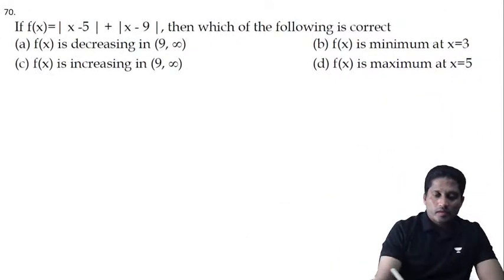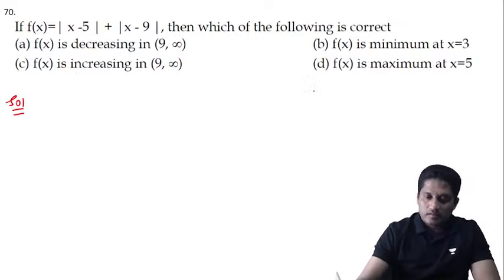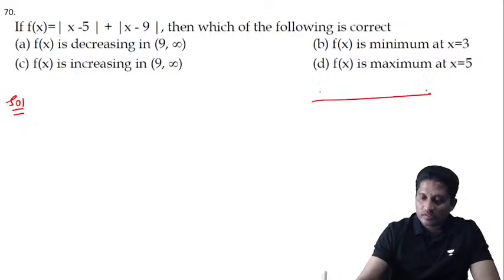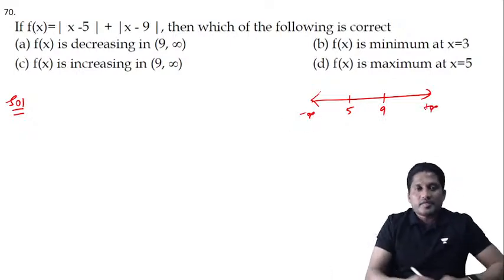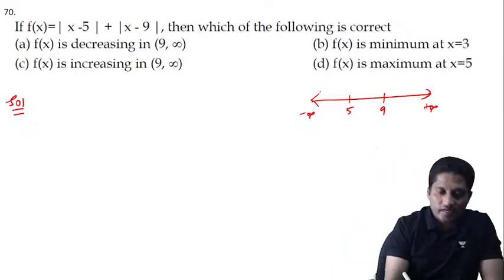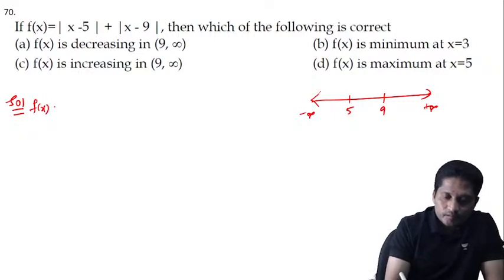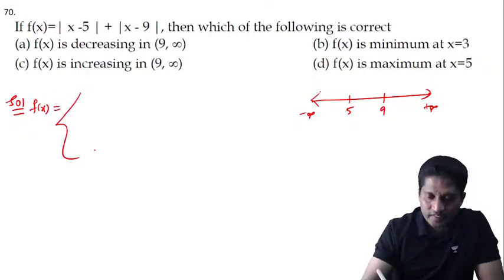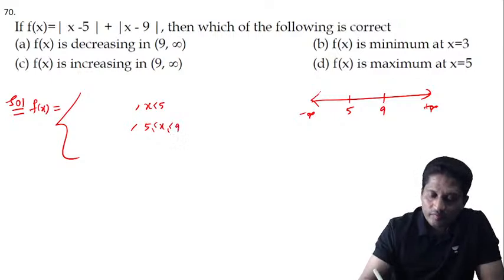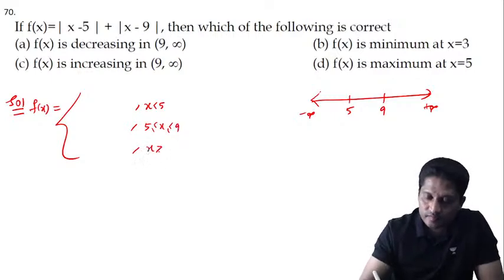Alright, let's move to the next question. Which of the following options are correct? See, I'll take the values. This is 5 and 9, right? Increasing order, minus infinity to plus infinity. So there will be certain cases where I need to redefine this. First case is x is less than 5. Next is between 5 and 9. And when it is more than 9.